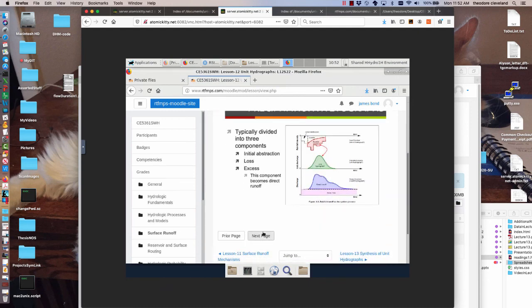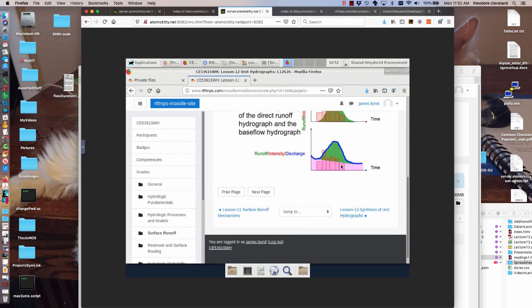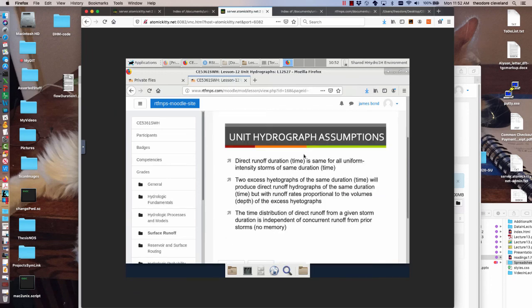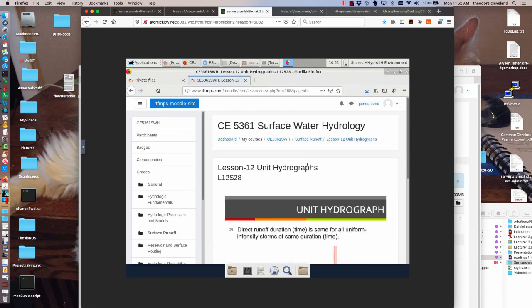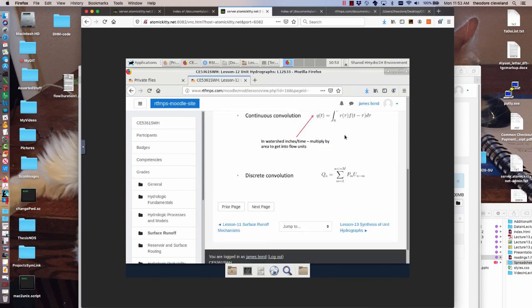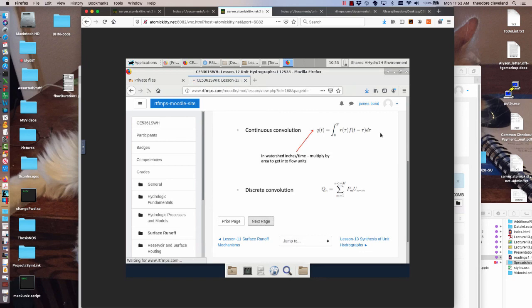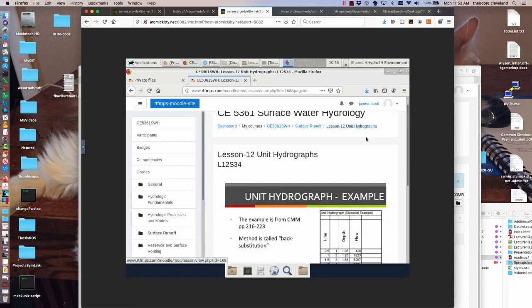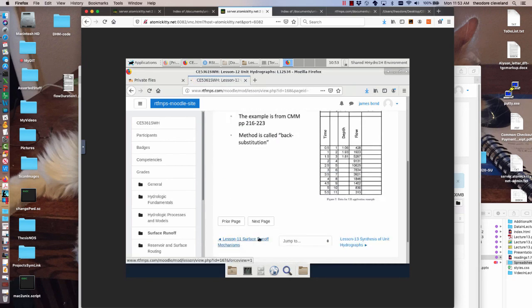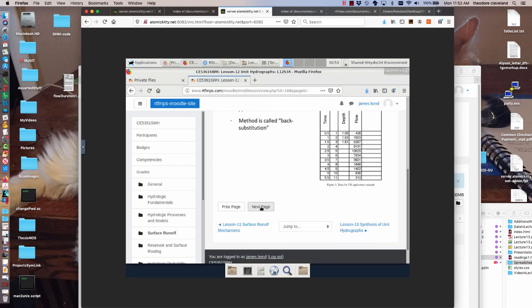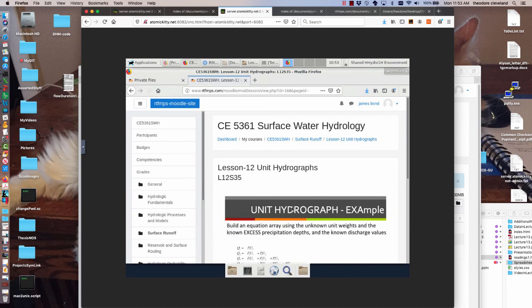We can continue. Then we'll go through these series of slides. Curious what this looks like on video at a 5 frame a second frame rate. It has some of the properties of the unit hydrograph, if you recall that. The continuous convolution integral and discrete convolution summation. And it begins our example. Okay, so that pick up where you left off is handy if you click the wrong button like I just did. Next page.